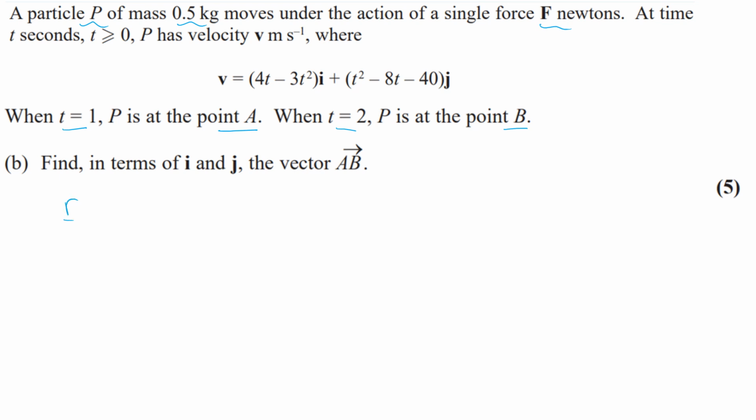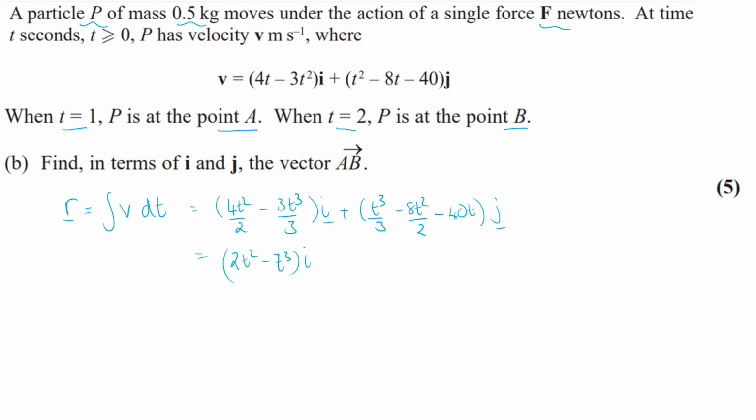So the position vector usually uses the letter r, so that's going to be the integral of v dt. If you think about your speed-time graph, you find the area under the curve, and that is the distance, and that is what we're finding here. So integrating each component, you're going to get 4t squared over 2 minus 3t cubed over 3 in the i, and then in the j you're going to get t cubed over 3 minus 8t squared over 2 minus 40t. Now let's tidy those up. 4 divided by 2, 2t squared minus t cubed in the i. In the j we've got t cubed over 3 minus 4t squared minus 40t.